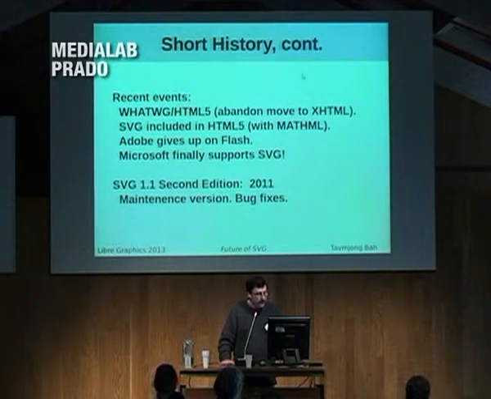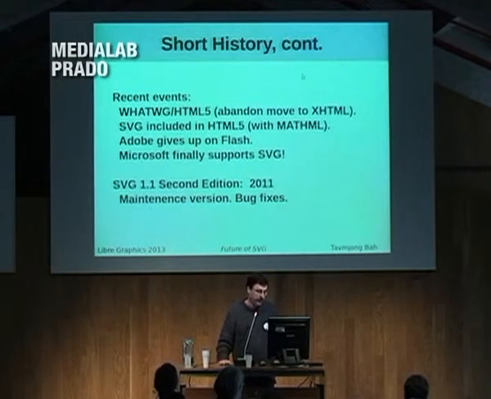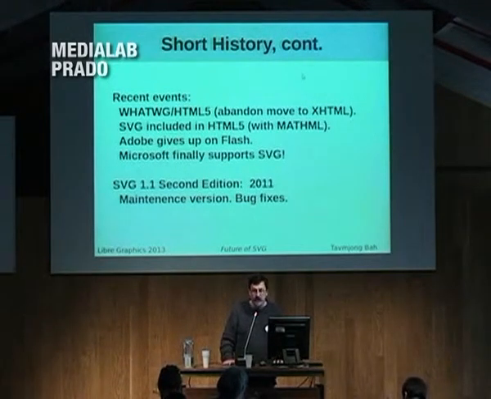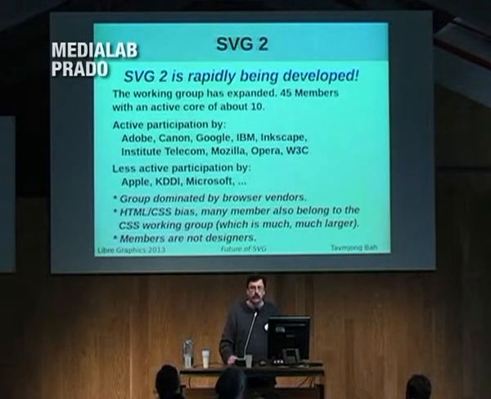And more recently, Adobe has given up on Flash. Adobe has come out strongly behind HTML5, and Microsoft finally supports SVG. So the interest in SVG has really grown recently. And in 2011, SVG 1.1 second edition came out. It was basically a maintenance version, lots of bug fixes. And now we're ready to move on to SVG 2.